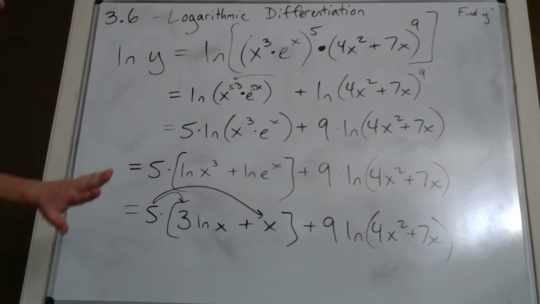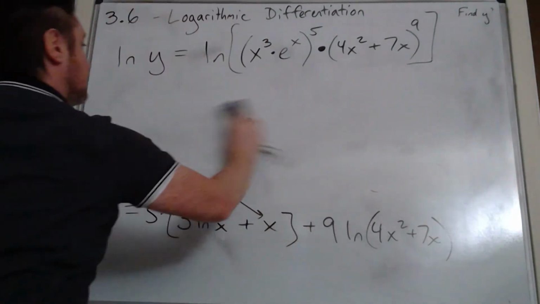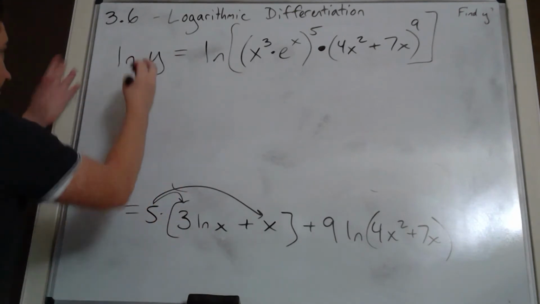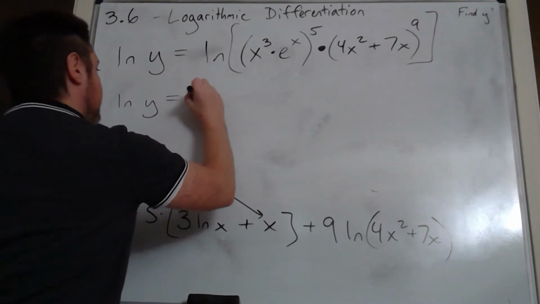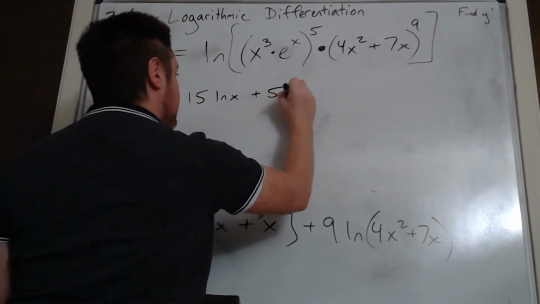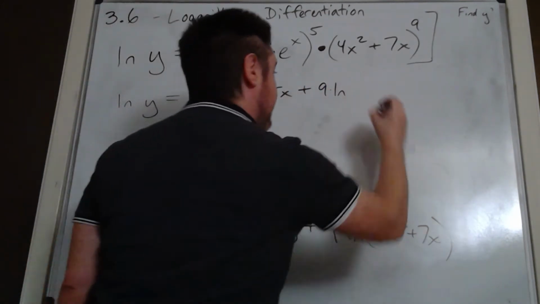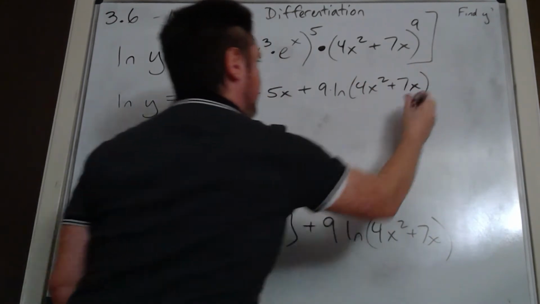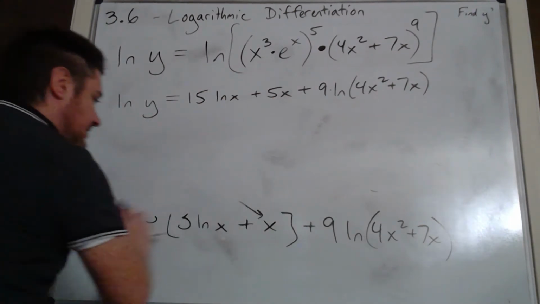That's what's cool. So let me erase all these steps up to our final answer. I'm going to leave that because that was sort of our original function. And at this point, what we essentially showed is that natural log of y is equal to 15 natural log of x plus 5x plus 9 times the natural log of this piece, which we were not able to break up any further. Okay, so we've got that.